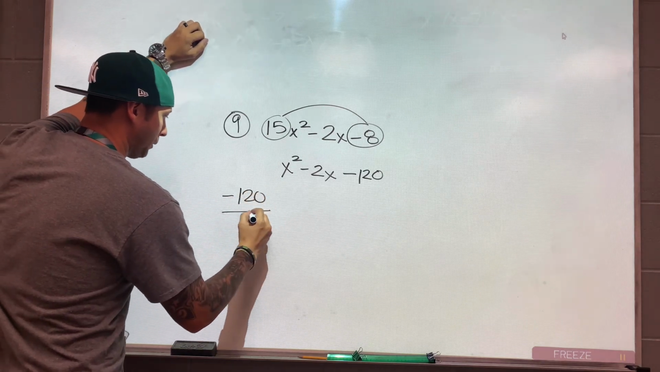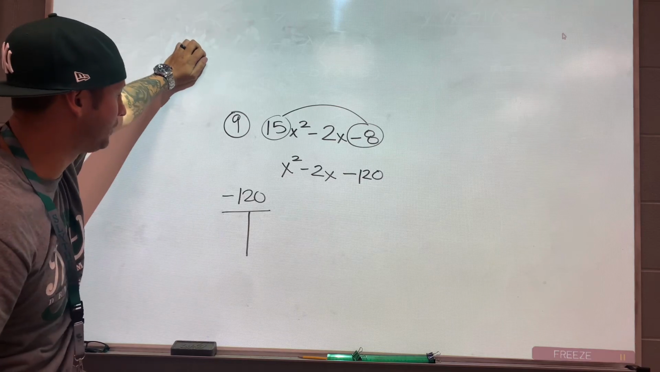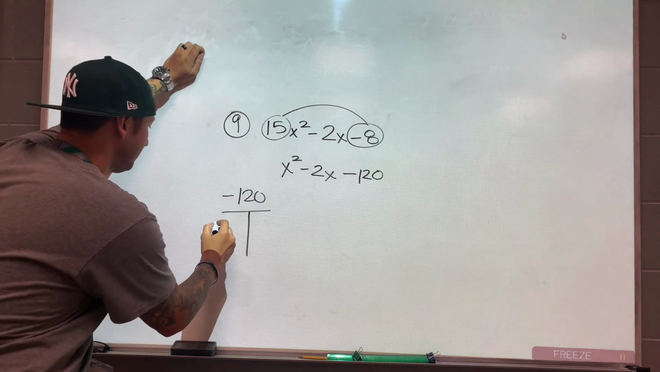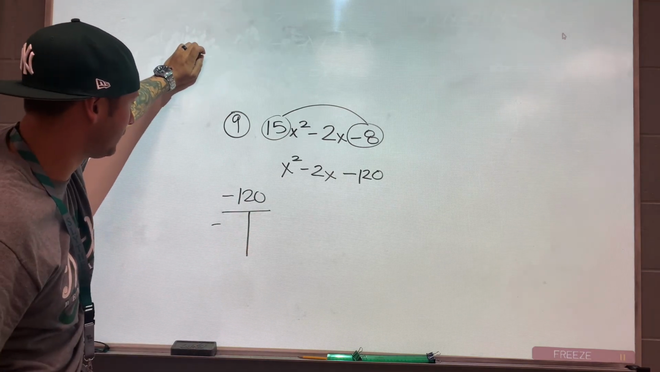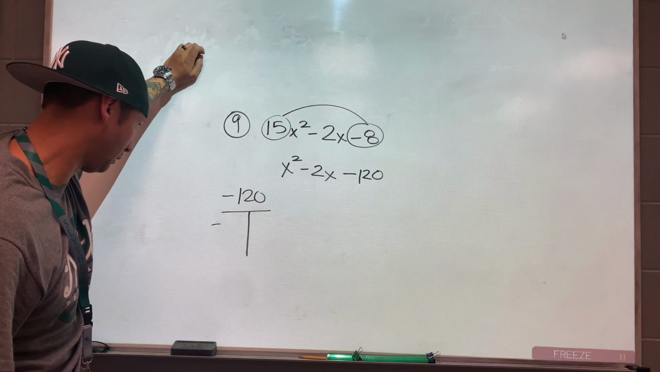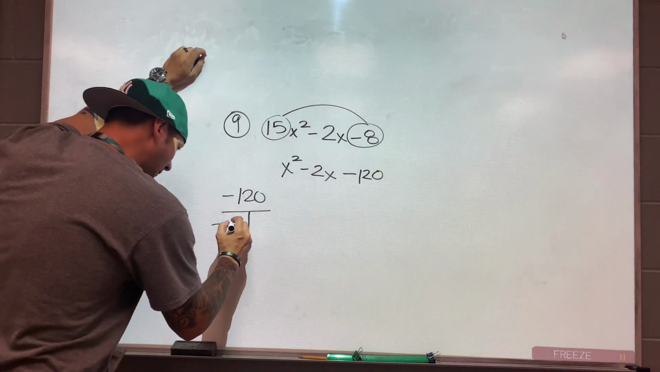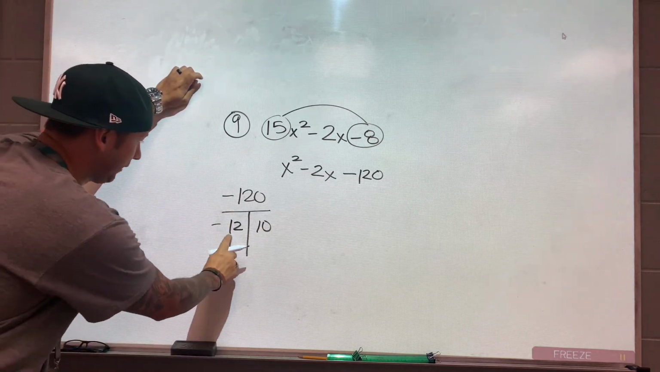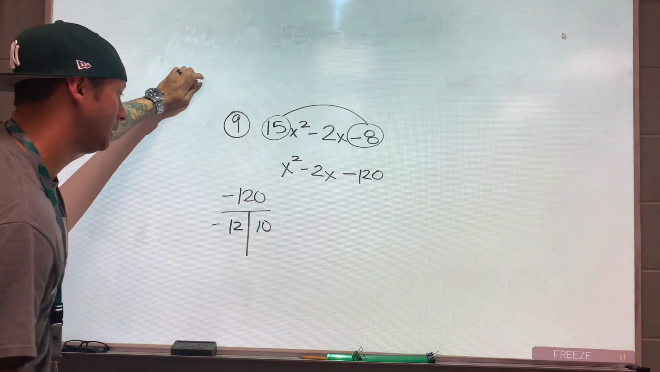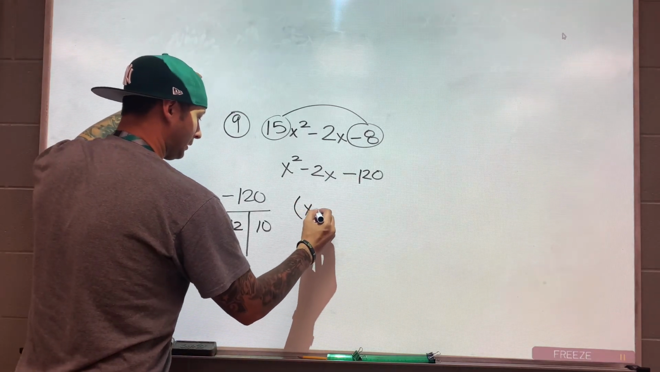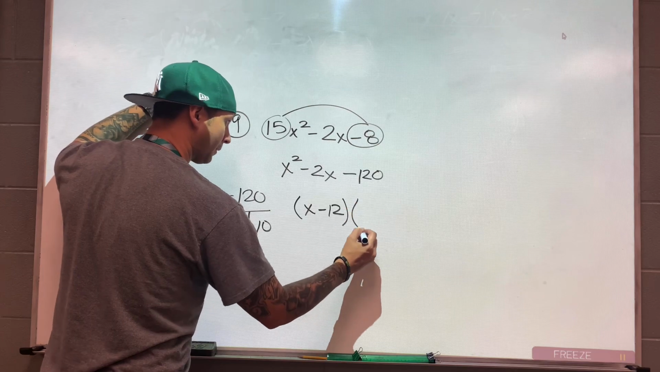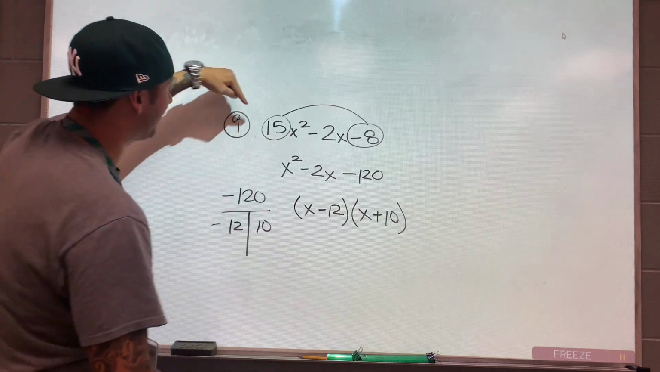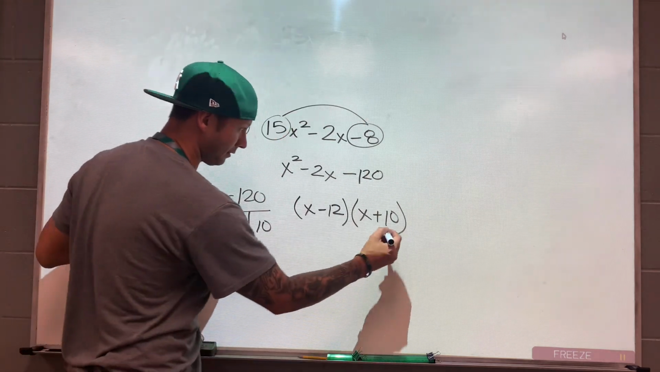Two numbers multiply to make 120 that add up to -2. So I know that the big one needs to be negative, and they've got to be fairly close to each other. So 12 and 10, right? 12 and 10 make -120. -12 and -10 make -2. There's going to be x minus 12, x plus 10. But because I multiplied this in, I have to divide this guy out.